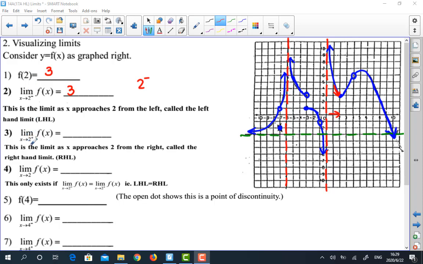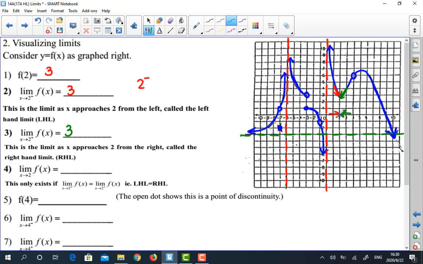So let's find the right hand limit. This time, your x is approaching 2 from the right hand side. So look at the y value on the graph from the right hand side. When x is approaching 2, you will find that the y value is also approaching 3 from the right hand side. So if your left hand limit is equal to the right hand limit, we can say the limit of this function exists when x approaches 2.